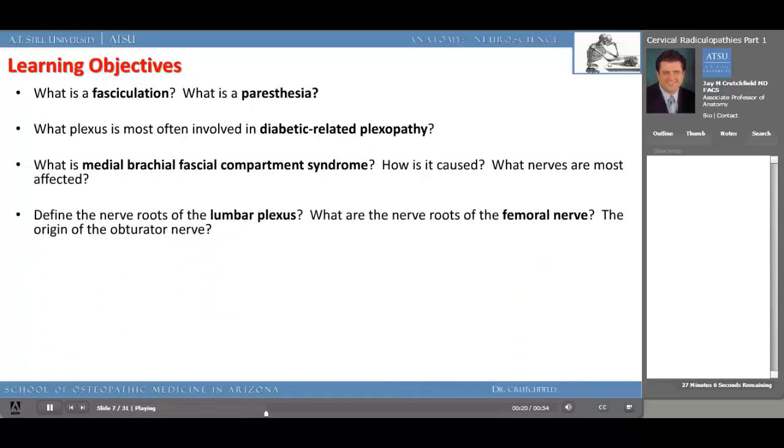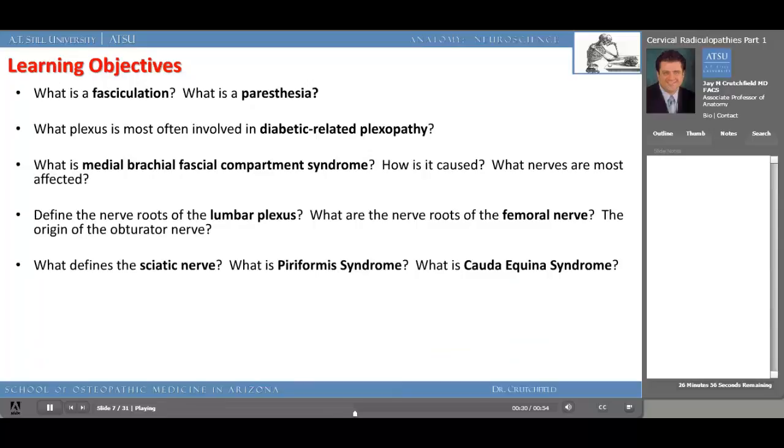Define the nerve roots of the lumbar plexus. What are the nerve roots of the femoral nerve and the origins of the obturator nerve? What defines the sciatic nerve and what is piriformis syndrome? And finally, what is cauda equina syndrome?